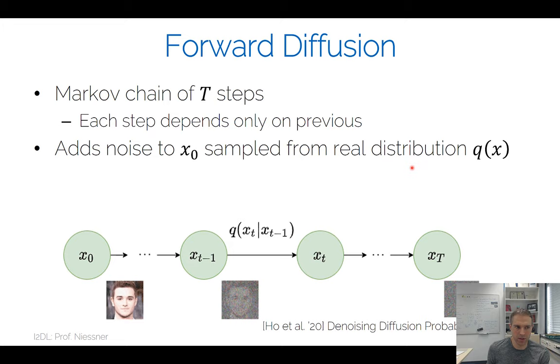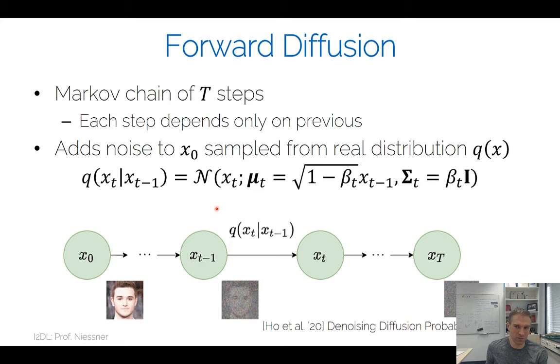You're starting with x0, which is sampled from the real distribution of images. Then you add some noise, and eventually you end up with pure random noise. So we have this Markov process, meaning that each state just depends on the previous state, and we model it with this distribution Q, which we sample from. Everything we're doing here is based on a Gaussian distribution. So what we have here is x_t, which is our sample we're choosing.